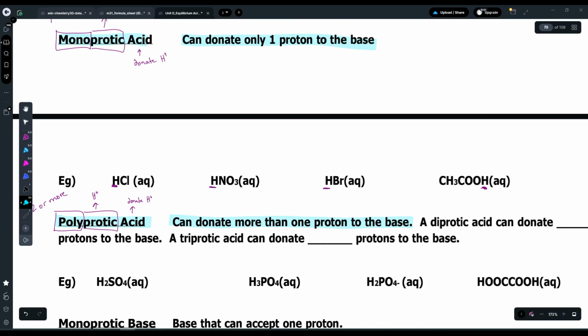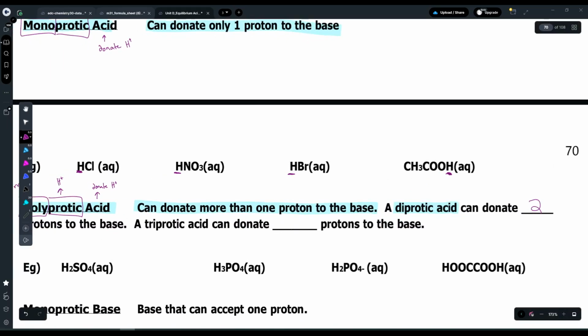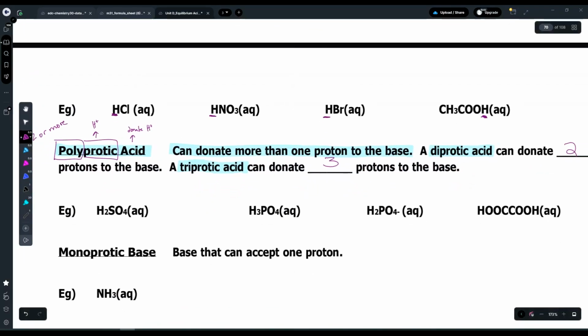Now, the words polyprotic acid are a general term, kind of like a big umbrella, and there are a couple of smaller terms underneath this umbrella that specify just how many protons can be donated. For example, a diprotic acid can donate 2 protons to a base, because di means 2, and a triprotic acid can donate 3 protons to a base.